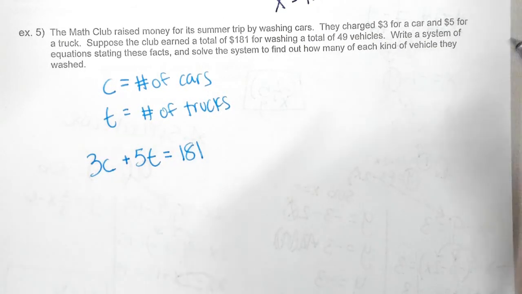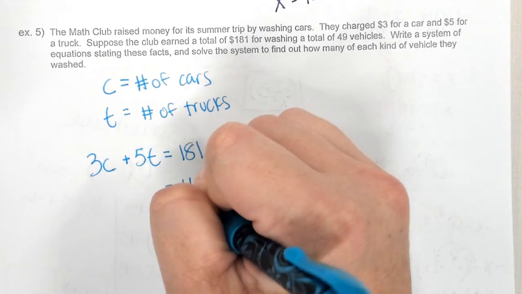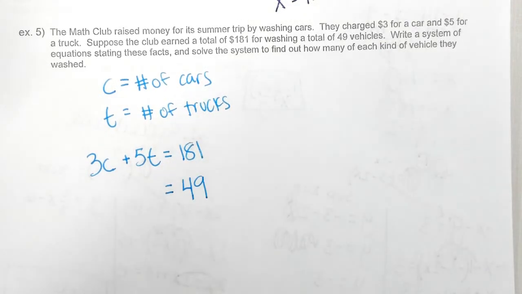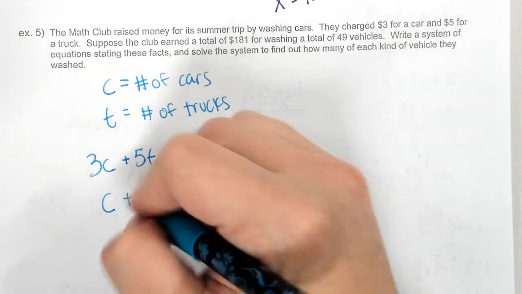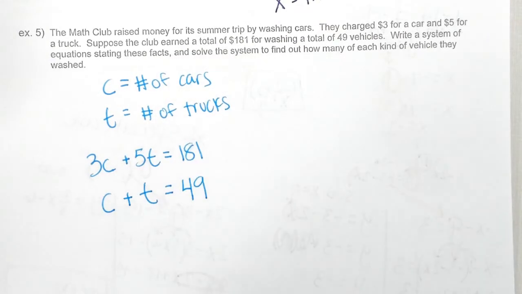Your next total is 49. And that's your total number of vehicles. Well, what represents your number of cars? C. Plus what represents your number of trucks? T. So C plus T equals 49.